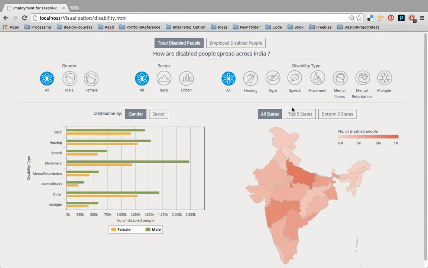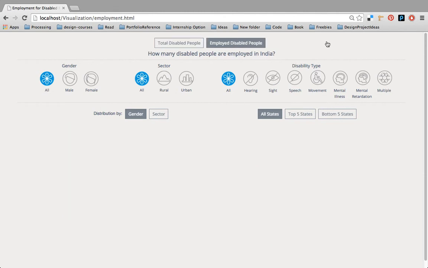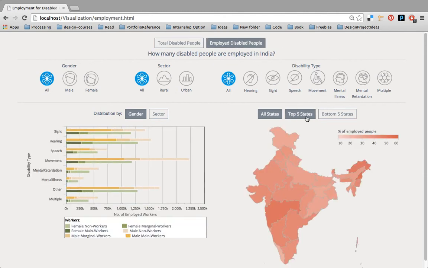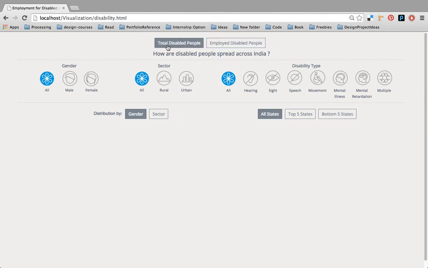So when you study a visualization like this, you want to know which are the outlier states. So the top 5 states let me know, okay, these are the 5 states where the maximum number of people are disabled, or these are the 5 states where the least number of people are disabled. Or for the employed disabled people tab, it lets me know, okay, these are the 5 states where the maximum disabled people are employed, or these are the 5 states where the least number of people are employed.